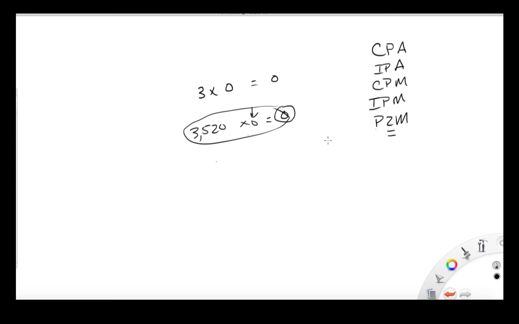Okay, so: commutative property of addition, identity property of addition, commutative property of multiplication, identity property of multiplication, property of zero multiplication, and we have one more to talk about, which is going to be something called the associative property of addition and the associative property of multiplication. Okay, so we're going to add two, and you'll notice that associative is the common word here.